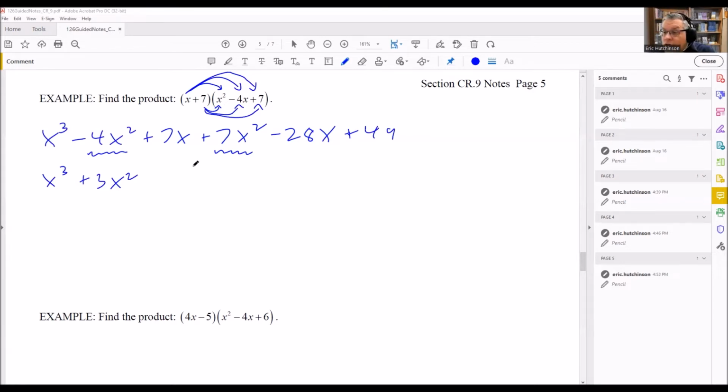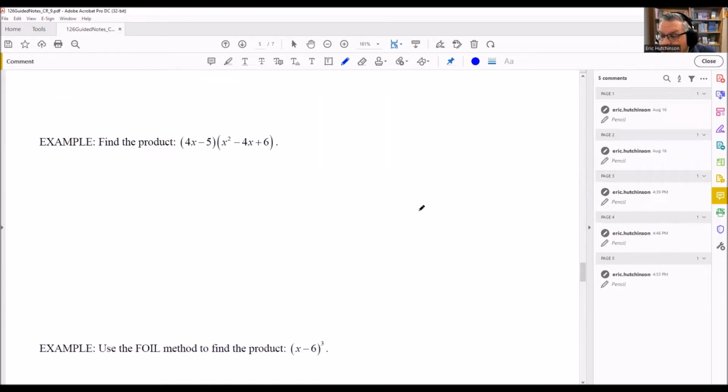All right, so we're going to do 7 minus 28 is negative 21x. And then the 49, there's no like terms there. So again, highest to lowest power is typically how you want to write that one. And that would be it. That's your answer.